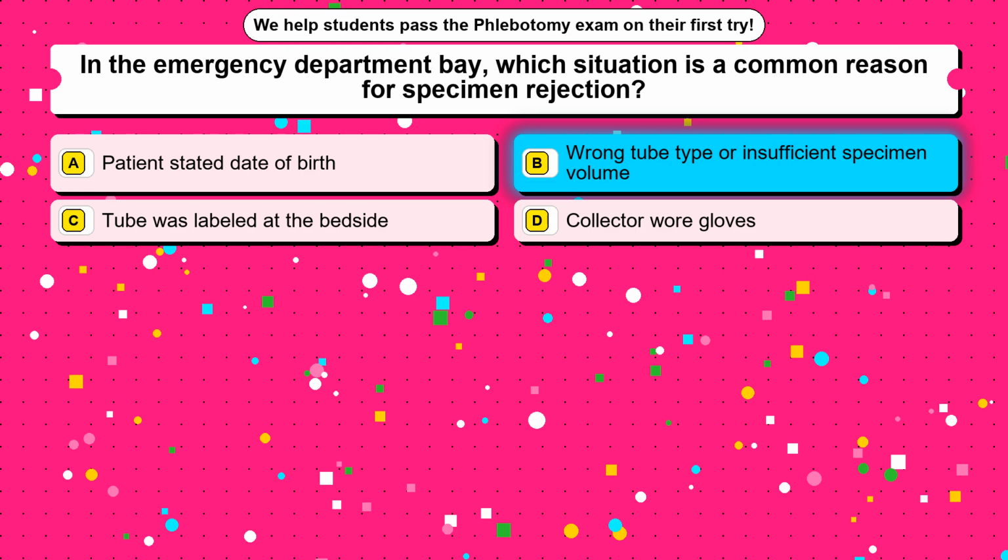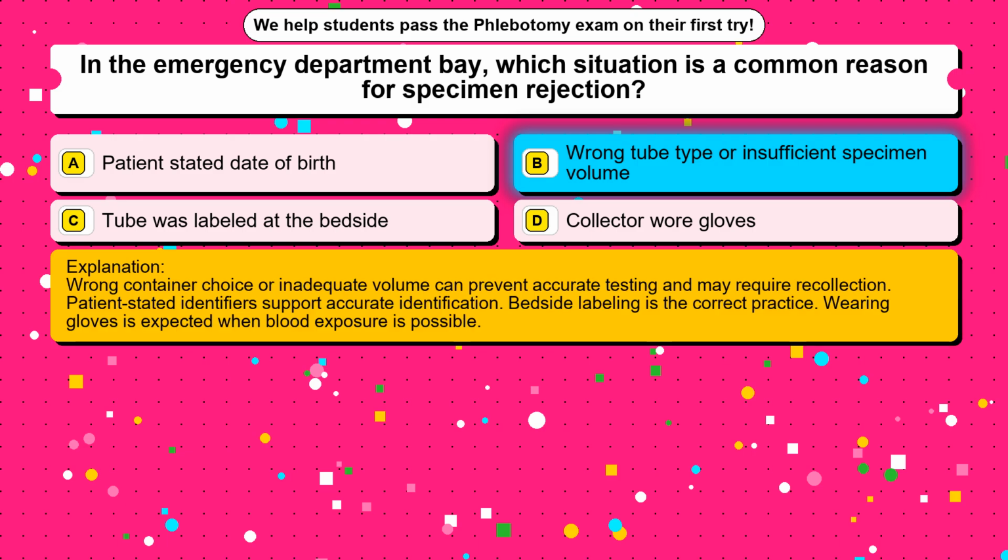The correct answer is option B. Wrong tube type or insufficient specimen volume. Wrong container choice or inadequate volume can prevent accurate testing and may require recollection. Patient-stated identifiers support accurate identification. Bedside labeling is the correct practice. Wearing gloves is expected when blood exposure is possible.